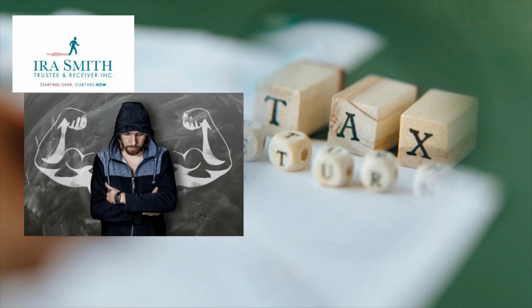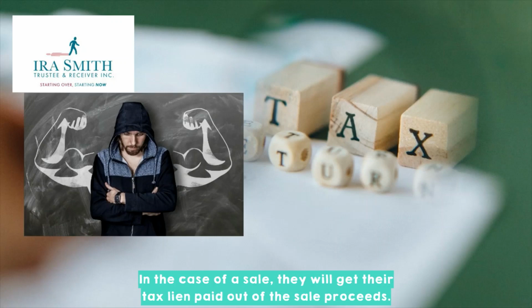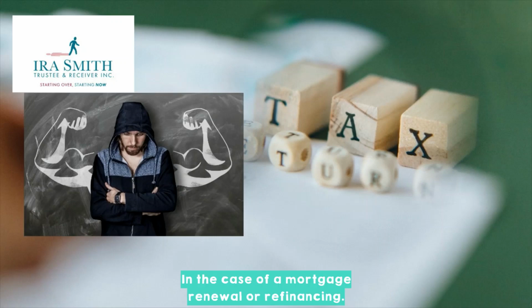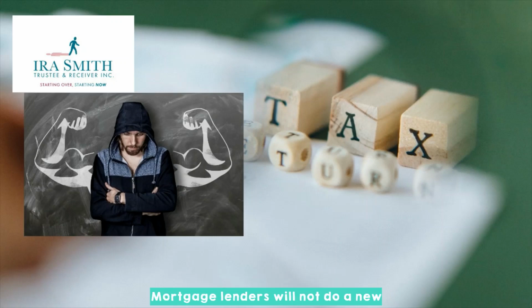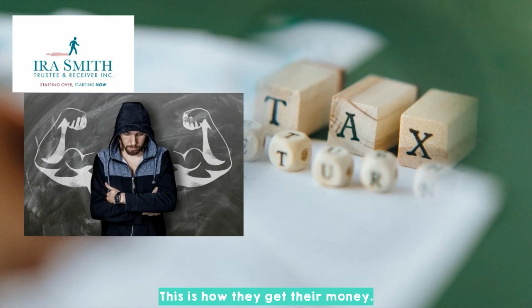Rather, they will just wait until the taxpayer either sells the home or tries to renew or refinance a mortgage. In the case of a sale, they will get their tax lien paid out of the sale proceeds. In the case of a mortgage renewal or refinancing, mortgage lenders will not do a new mortgage loan or a refinancing with the CRA lien on property. This is how they get their money.